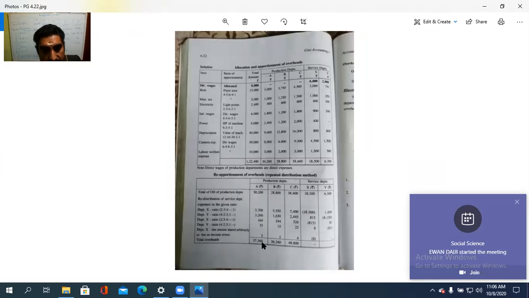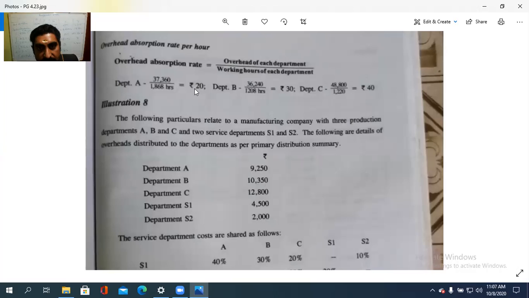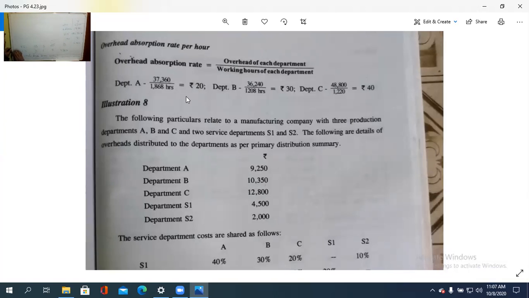See, 37,360 divided by the first case, 36,240 by the second case, and 48,800 by the third case. We are getting it in this way. Rupees 20 for A, overhead absorption rate: Department A is rupees 20, B is rupees 30, and C is rupees 40. So this is the case with regard to the repeated distribution method. So clear, students? One is the direct distribution method, second is the repeated distribution method. Again and again it is reapportioning, that is the repeated distribution method.